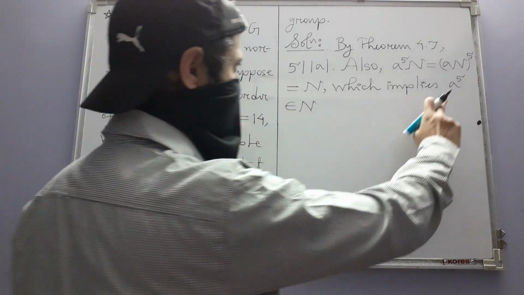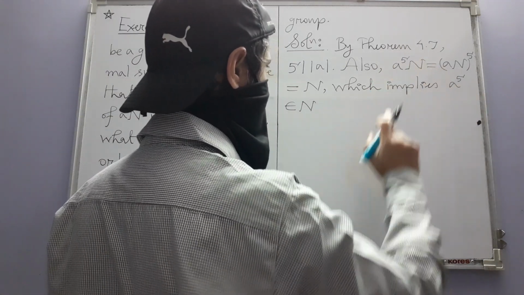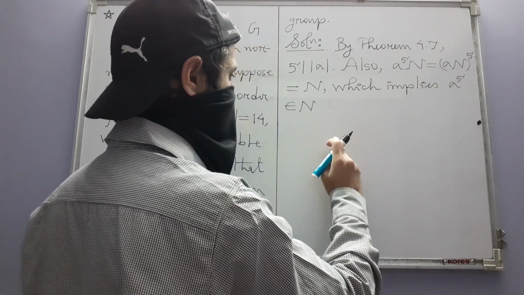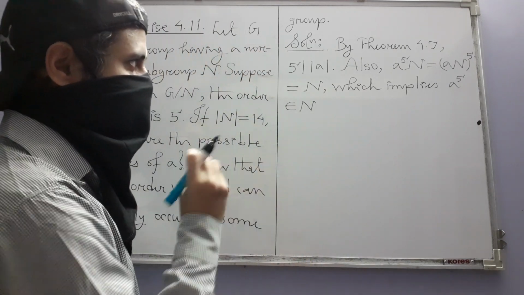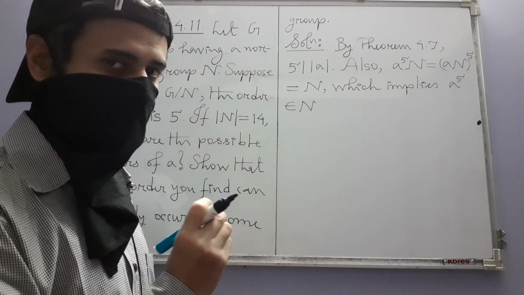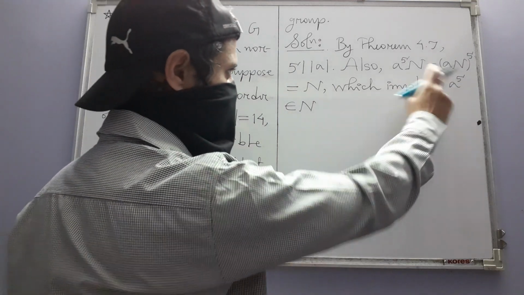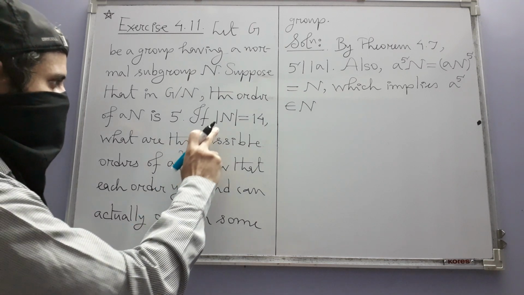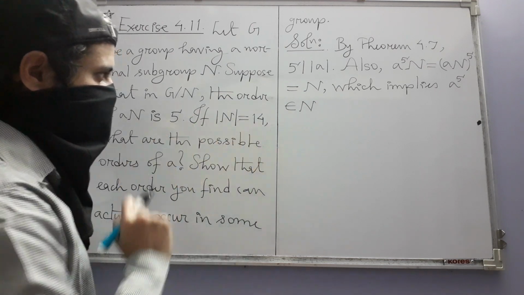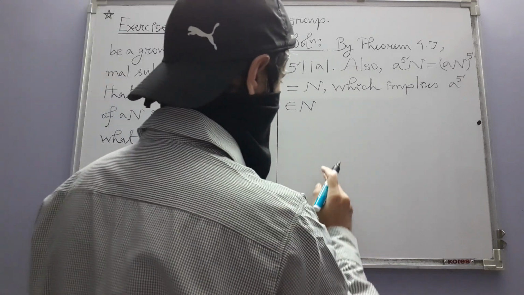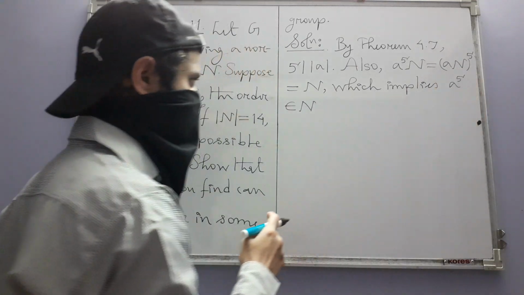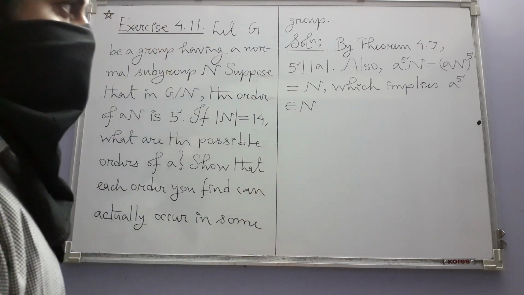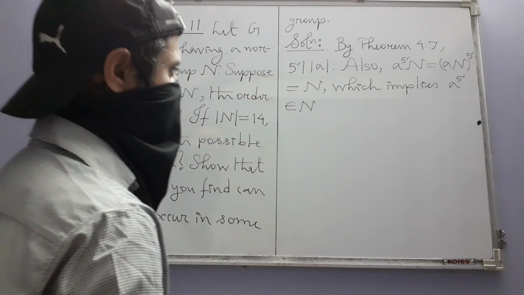And why does A to the power 5 belong to this coset? That's because any element in this coset is of the form A to the power 5 times something from N, and that something you can choose to be the identity element in N, thus giving you A to the power 5. So A to the power 5 now belongs to N, and it's given that N itself has order 14. So the 14th power of this element has to be equal to the identity element in N. That is one of the corollaries of Lagrange's theorem.